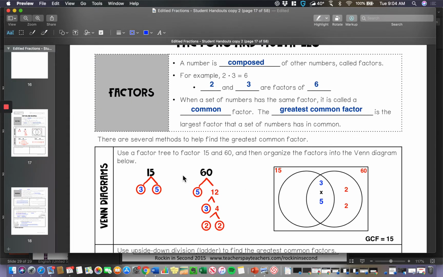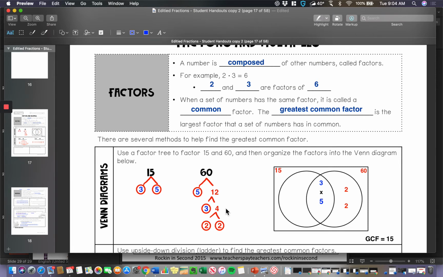Alright, so for this example, I went ahead and factored these two numbers. And I'm going to put the primes in the circle. Prime numbers are numbers that only have factors of 1 and itself. So 3 only has factors of 1 times 3, 5 only has factors of 1 times 5, and 2 only has factors of 1 times 2.